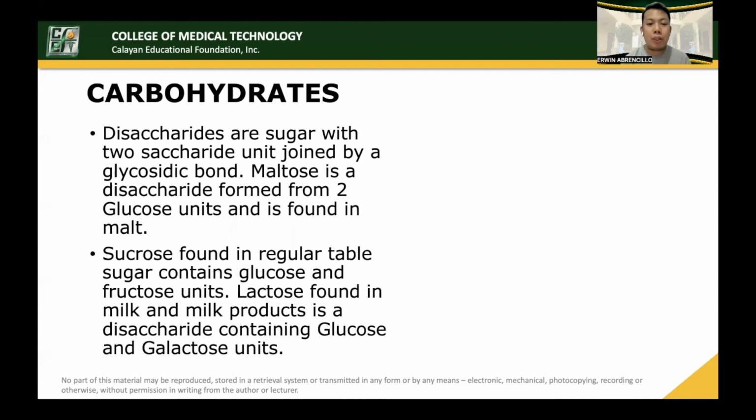Meanwhile, sucrose, found in regular table sugar, contains glucose and fructose units. Lactose, found in milk and milk products, is a disaccharide containing glucose and galactose units. If you'll notice, in the breakdown of disaccharides, there's always glucose. There's glucose in maltose, there is glucose in sucrose, and there is glucose in the breakdown of lactose. So there's always glucose because this is needed again by our blood.